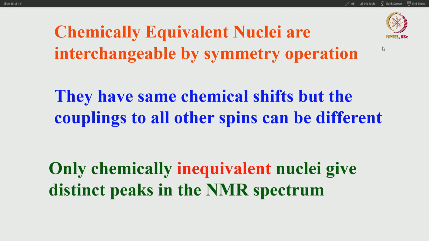If they are chemically equivalent, they will overlap and give rise to the same peak. The peak will not be different. But if they are chemically inequivalent, that means the charge distribution at the site of the nuclei is different, then they give rise to distinct peaks in NMR. Please understand, chemically inequivalent nuclei give distinct peaks in NMR.